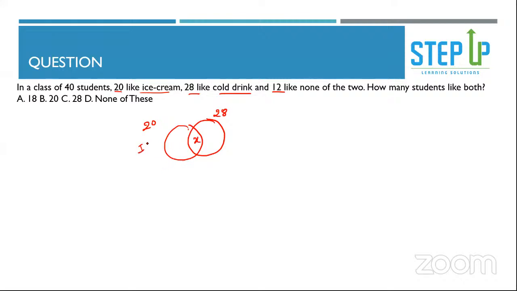So this is for ice cream. This is for cold drink. This will be 20 minus x and this will be 28 minus x. Now they're saying how many students like, so 12 like none. It means that out of 40, if 12 like none, the total has to be 28. So 20 minus x plus 28 minus x is equal to 28.